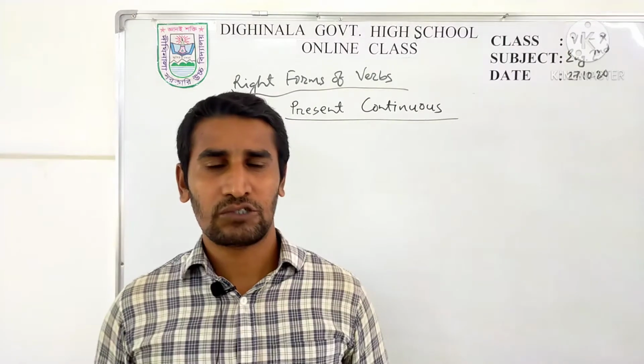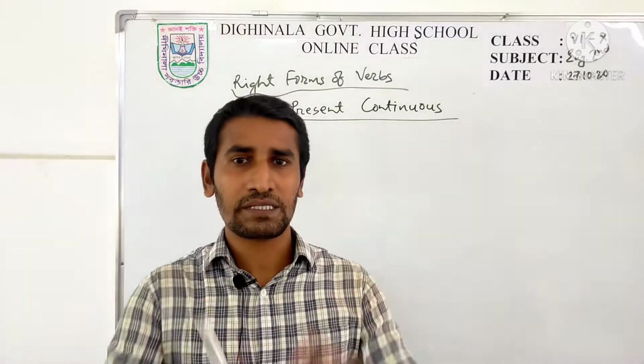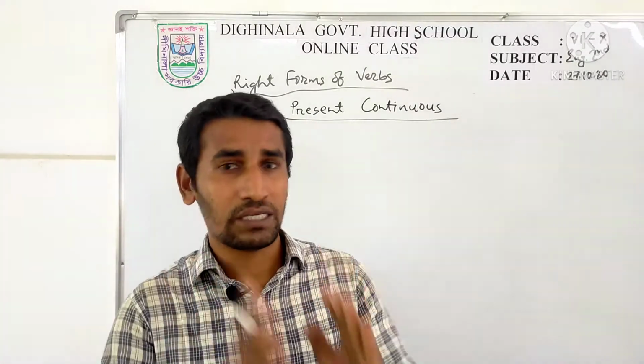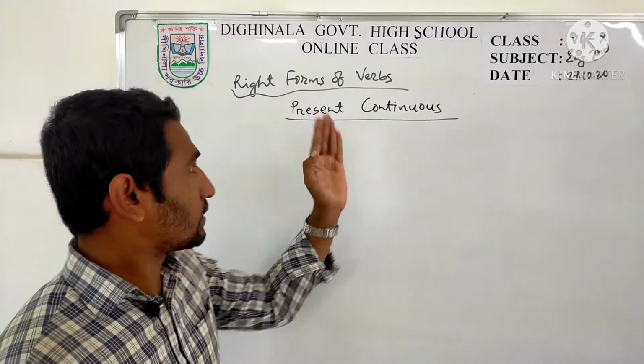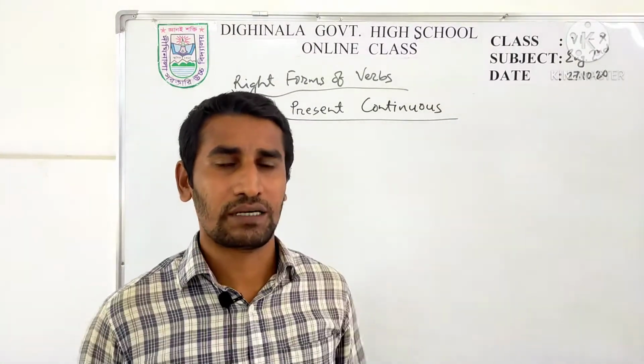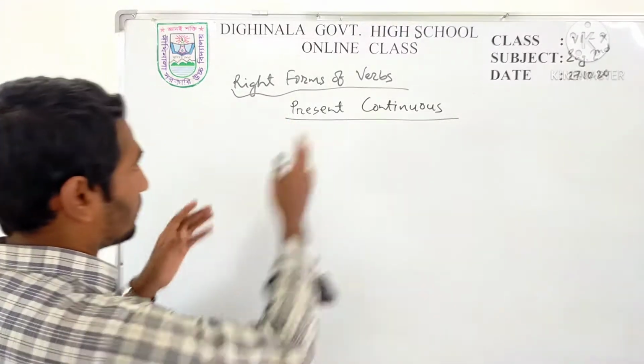So I am here to talk about some rules of right forms of verb, and in my previous class I discussed present indefinite tense, and today we will discuss present continuous tense. We will discuss these tenses step by step so that it will be very easy for you and you can easily follow this. Now come to the point.